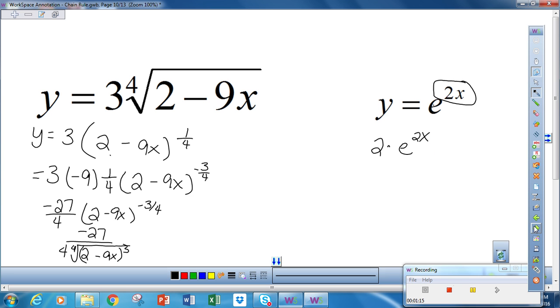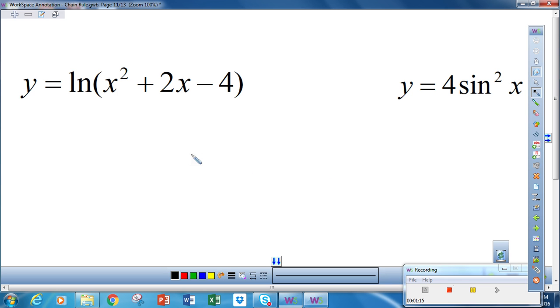Yeah, that's it. That's your answer. Okay? Once again, take the derivative of the inner function. So we're going to start by taking the derivative of x squared plus 2x minus 4, which gives us 2x plus 2.